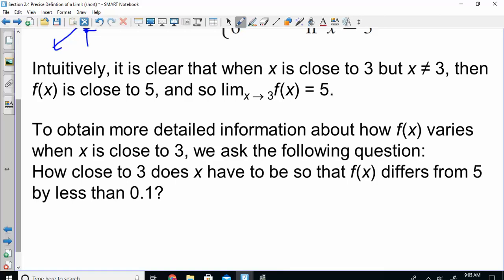If this limit is actually 5, then I should be able to pick an amount. Say I want you to be within 1/10 of 5. And you should be able to tell me what kind of x's you would have to plug in to get that close. And I said, okay, I need to be even closer to 5. I need to be within 1/100. Then you guys should be able to find an x value that would get me within 1/100 of 5. So that's kind of our motivating question. It's like asking yourself, how close does x have to be to get my y to be this close?